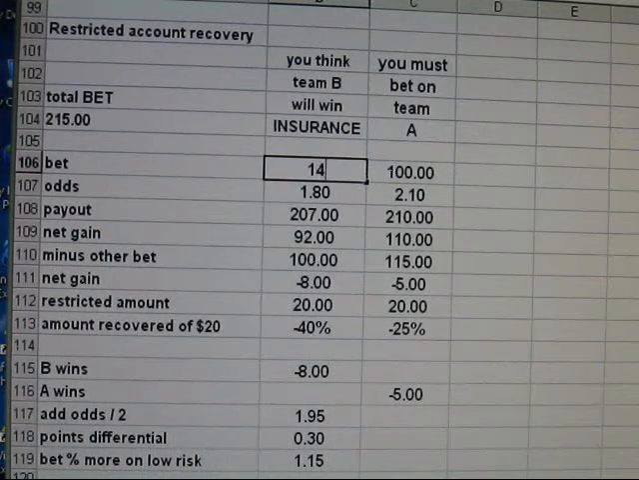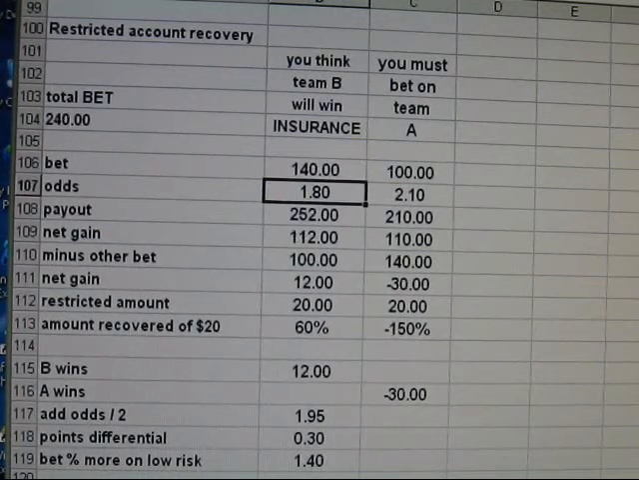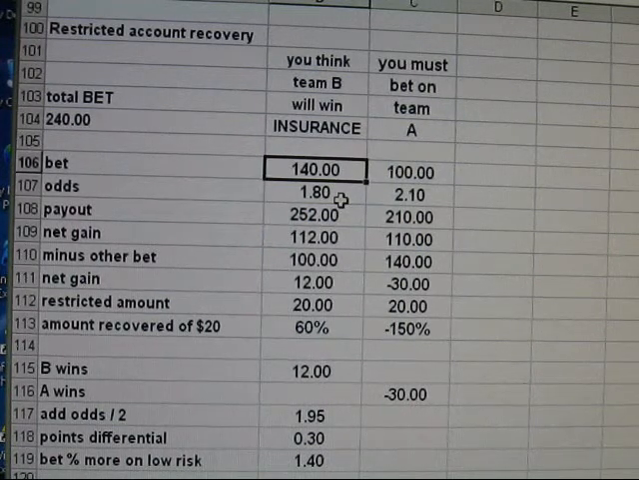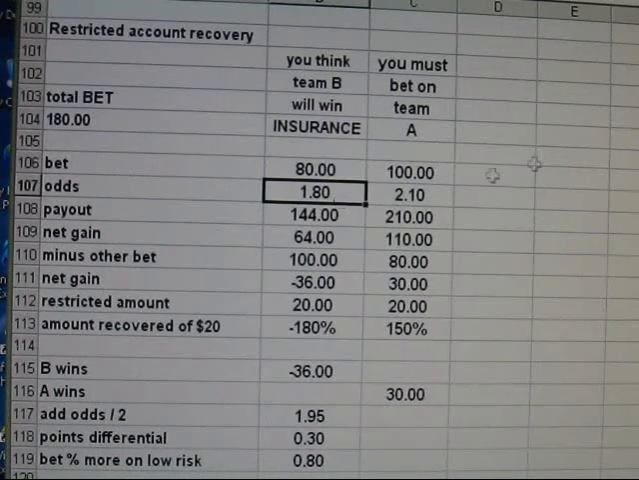So for example, if I go to 140 on the insurance team bet, I can see that that's not going to work, because down here I'm going to lose 30 bucks in all probability, because this team should win on average. So I know that's too high. If I go to 80, you can see what's going to happen now is that if this team here wins, I'm going to lose $36 because of the higher bet on the high risk team. So even though I got a good payout, I'm losing all of this money here. So that's not going to help.